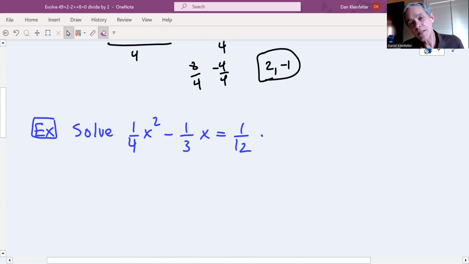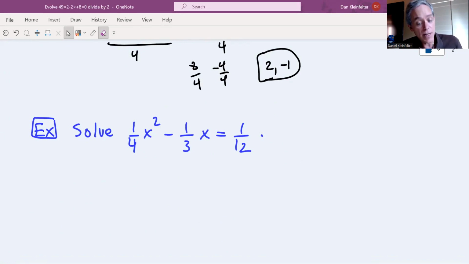This time we have fractions in it. As we've seen before, when you have an equation with fractions in it, one thing that you can do is multiply by the LCD of the fractions to eliminate those fractions. So the smallest multiple of 4, 3, and 12 is going to be 12. We're going to multiply the whole equation by 12. And that will serve to eliminate those fractions.